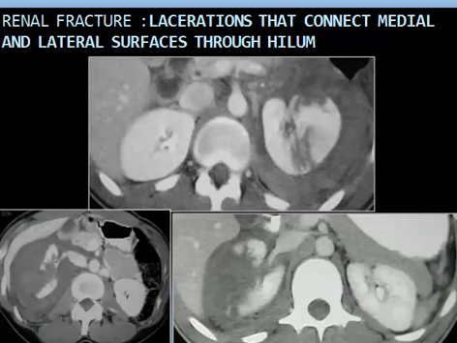Now renal fracture: lacerations that connect the medial and lateral surfaces through the hilum. This is the definition of the term renal fracture. It is the laceration that connects the medial and lateral surfaces of the kidney through the hilum. It's usually surrounded with renal hematoma, and as you see here, there are 3 examples of renal fractures: connecting lacerations, shattering the kidney.